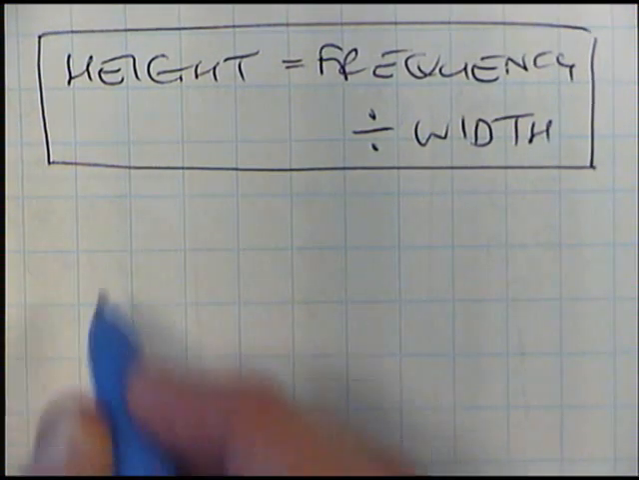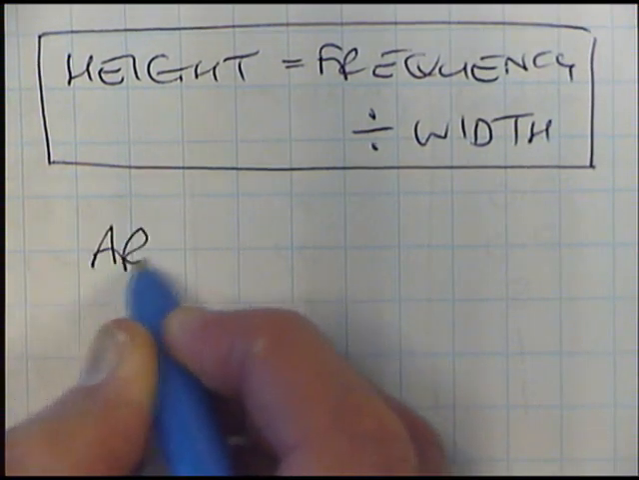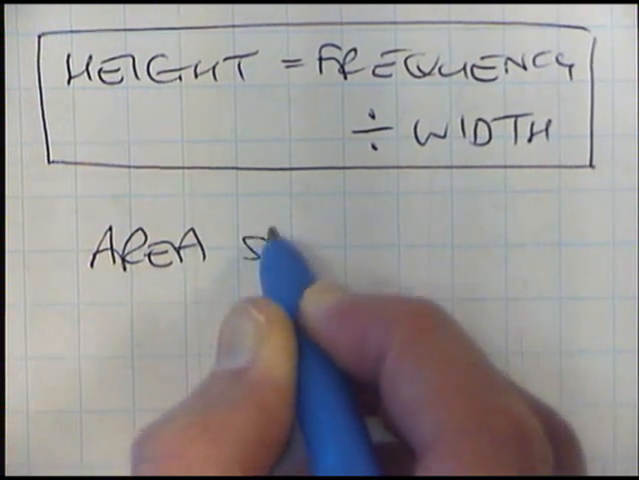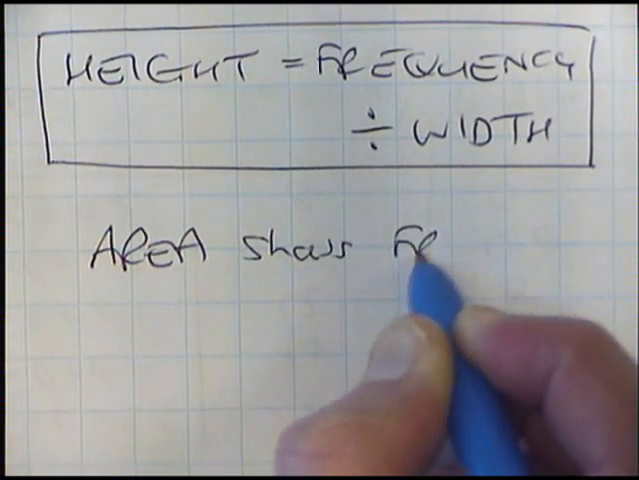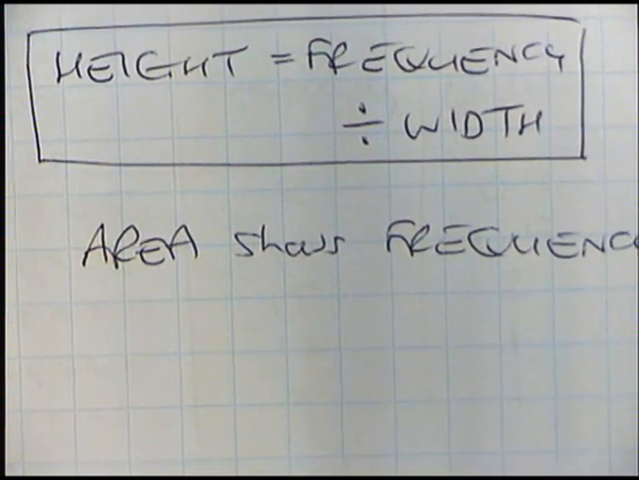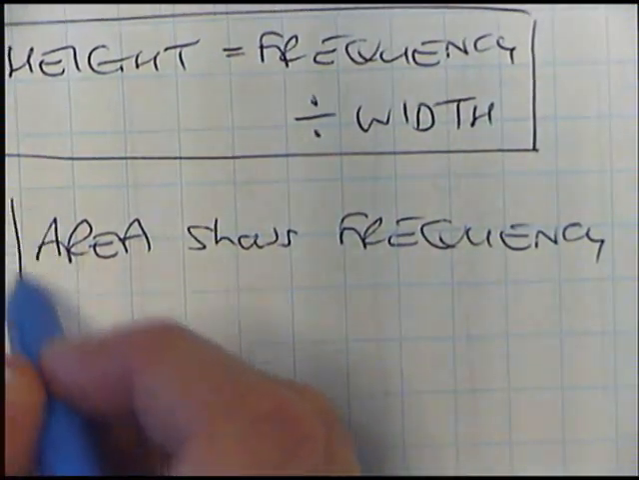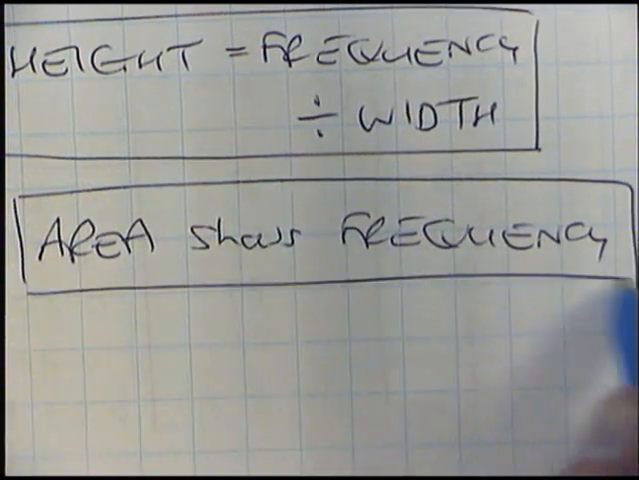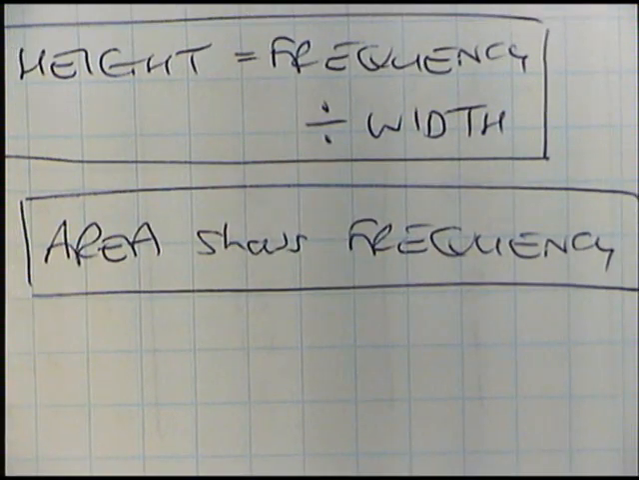And the other thing I want to write down is area shows frequency. Now we wrote something similar to that down earlier. The area shows frequency. And if we can highlight that one as well. So those two need to be copied down.